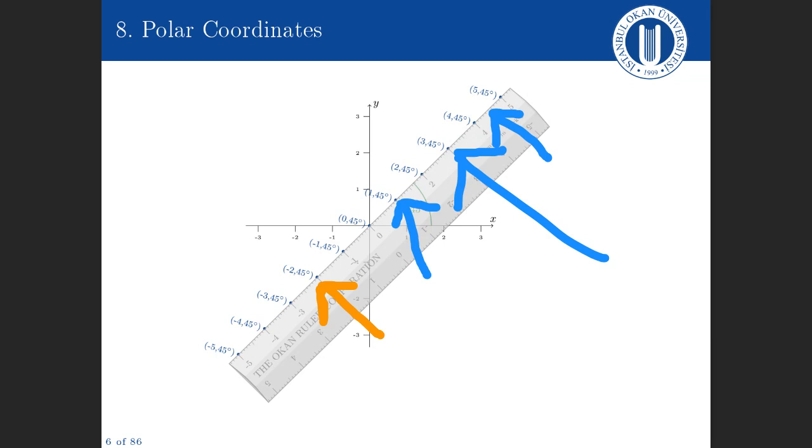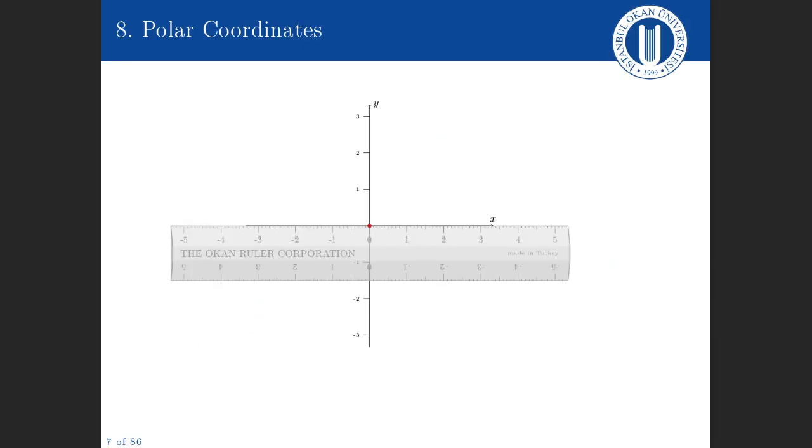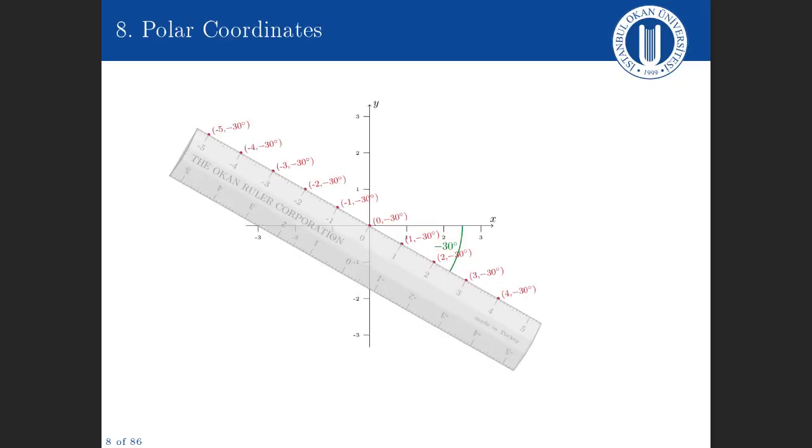Let's put the ruler back on the x-axis. This time I'm going to rotate the ruler clockwise, so we'll have a negative angle. I've rotated the ruler by an angle of -30 degrees, and then we can measure along the polar coordinates. So for example, this is the point which has polar coordinates 4, -30 degrees.